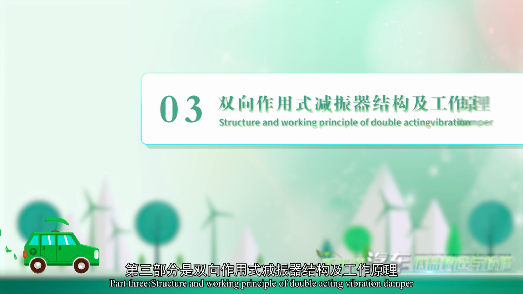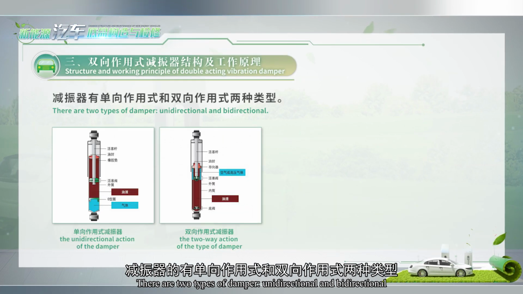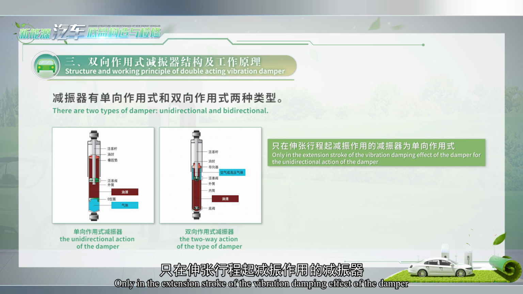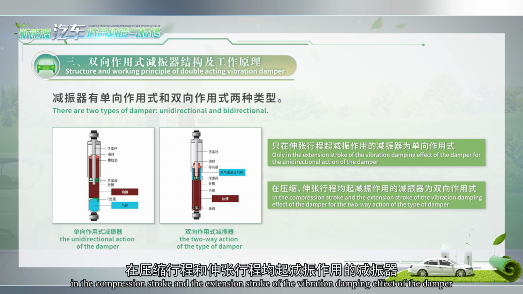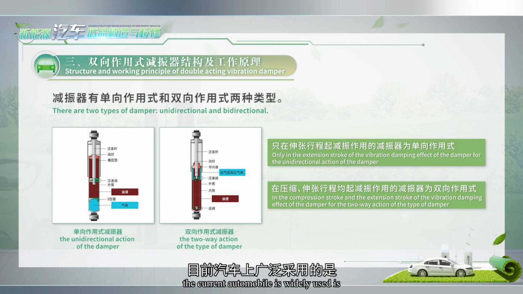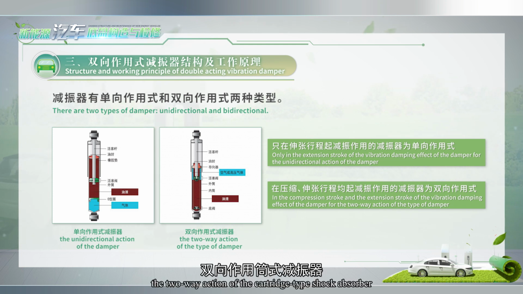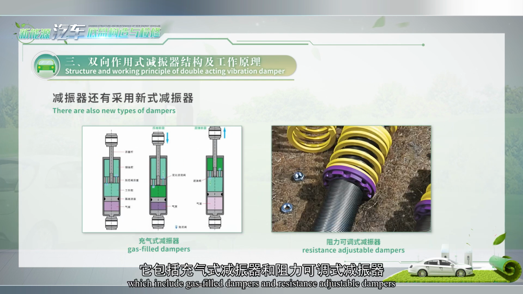Part 3. Structure and working principle of the double-acting vibration damper. There are 2 types of damper, unidirectional and bidirectional. A damper that has a vibration damping effect only in the extension stroke is a unidirectional damper. A damper that has a vibration damping effect in both the compression stroke and the extension stroke is a two-way damper. The type widely used in current automobiles is the two-way cylinder shock absorber. There are also 3 other types of dampers, including gas-filled dampers and resistance adjustable dampers.